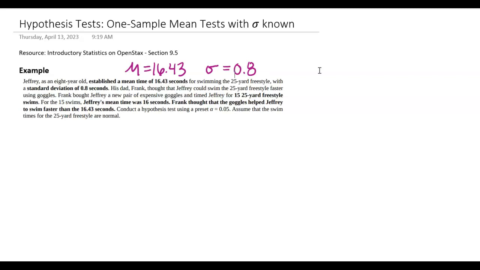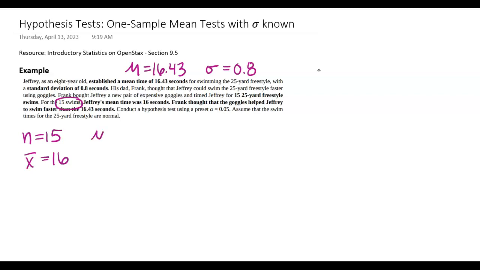His dad gets him some new goggles. They want to see if these new expensive goggles will bring down his time. So he uses them for 15 swims. So that's our sample size. And the mean for that was 16 seconds. Okay, is this significantly faster?